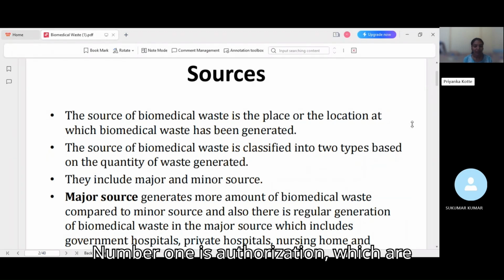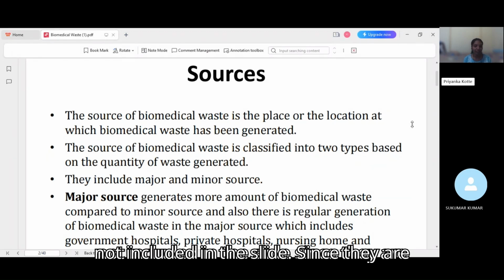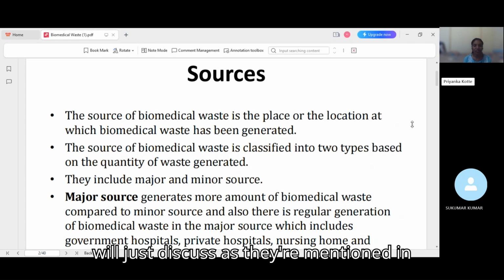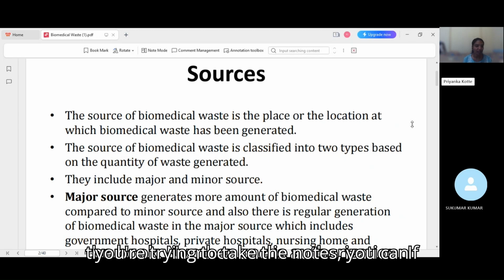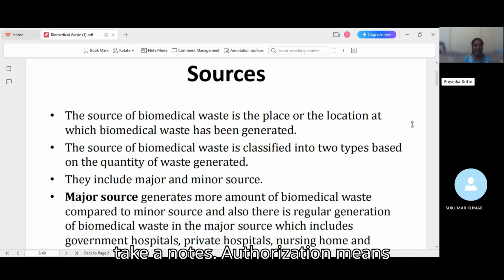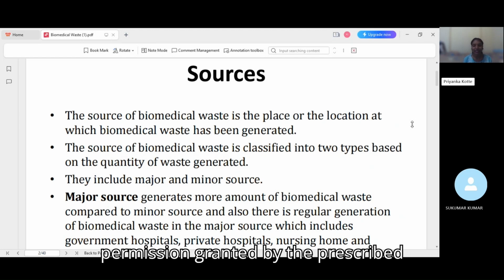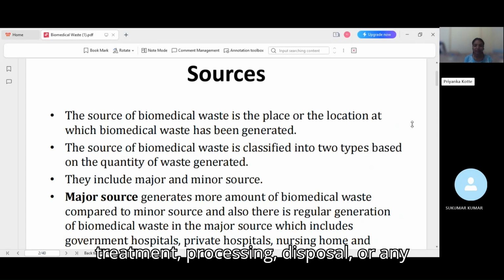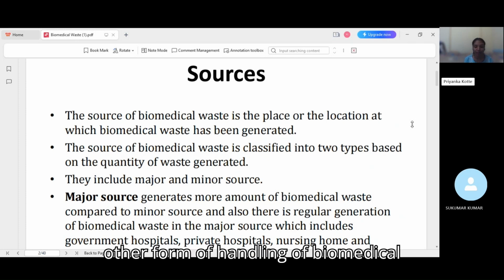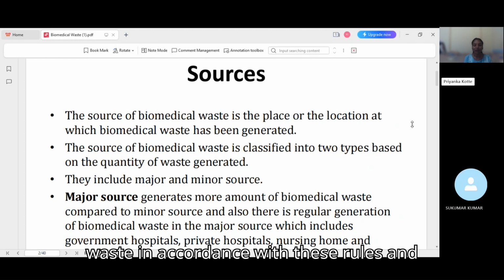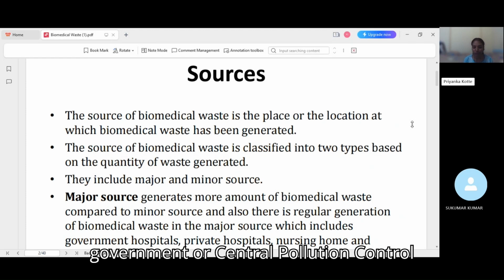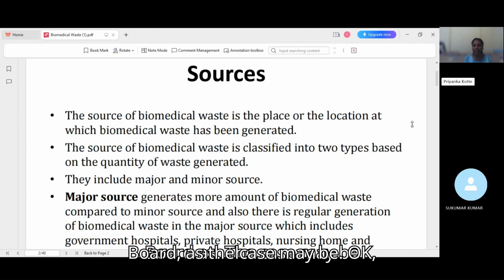Number one is authorization, which is not included in the slides since these are only terminologies. We will just discuss them as they are mentioned in the book. Number one is authorization. If you're trying to take notes, you can take notes. Authorization means permission granted by the prescribed authority for the generation, collection, reception, storage, transportation, treatment, processing, disposal, or any other form of handling of biomedical waste in accordance with these rules and guidelines issued by the central government or Central Pollution Control Board, as the case may be.